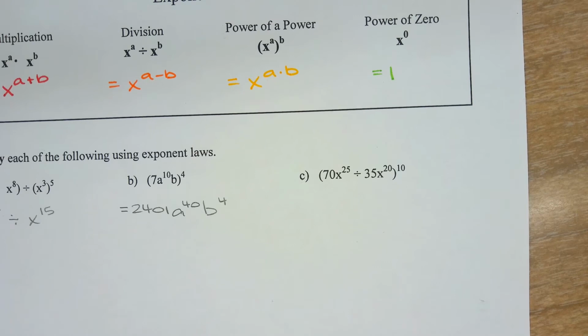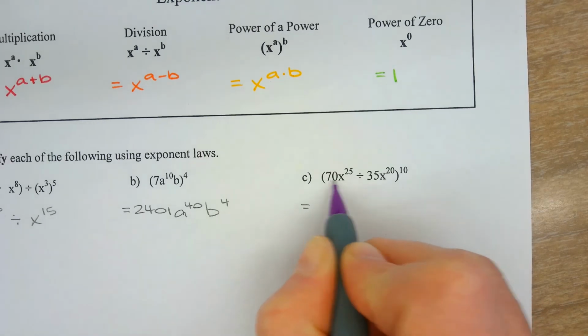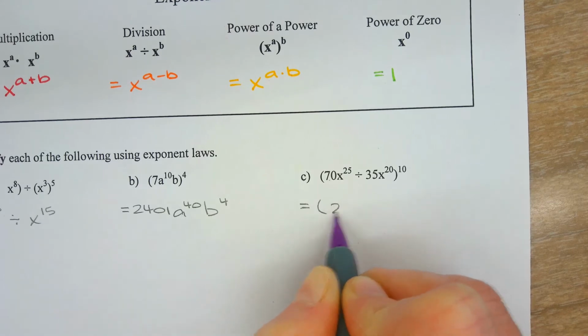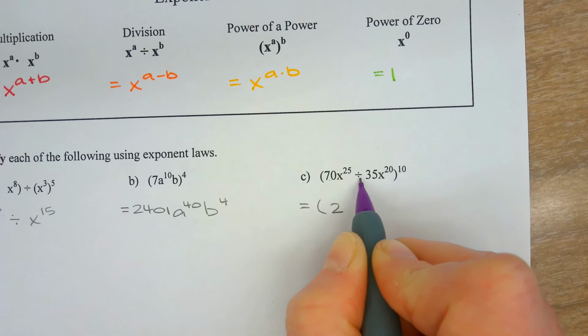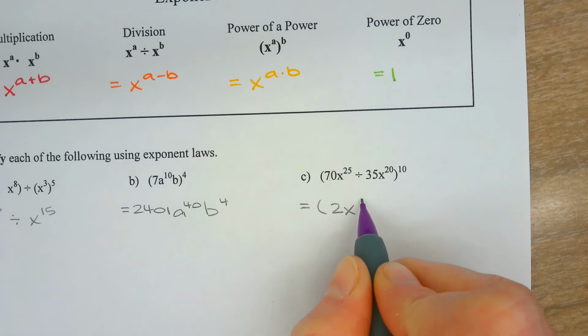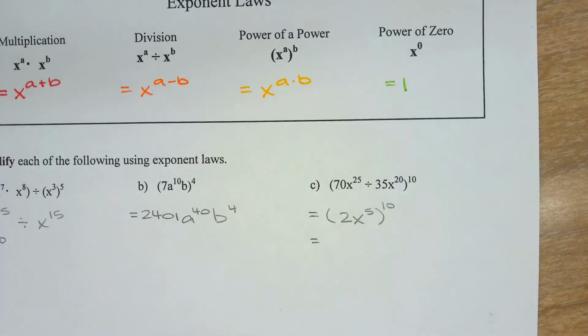Again, I want to do brackets first. So I'm going to do inside the brackets first, and then I'll worry about the outside exponent second. So I'm going to do 70 divided by 35, which gives me 2. I have x25 divided by x20. So when we divide powers of the same base, we're going to subtract the exponents. So I'm going to get x to the power of 5, and that's all to the power of 10.